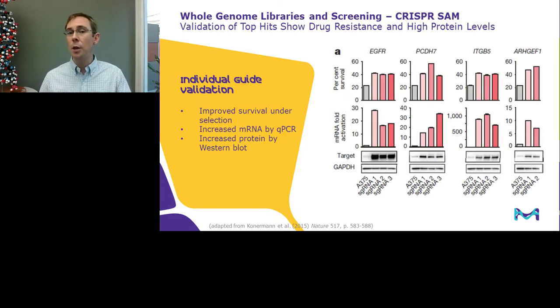So top hits from the Konermann SAM screen from Feng Zhang's group were then validated using individual guides for improved survival under selection and showed increased mRNA and protein resulting from transcriptional activation, analyzed by qPCR and Western blots.